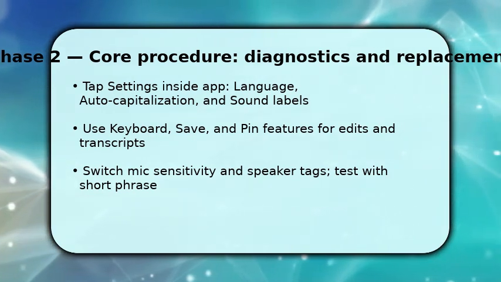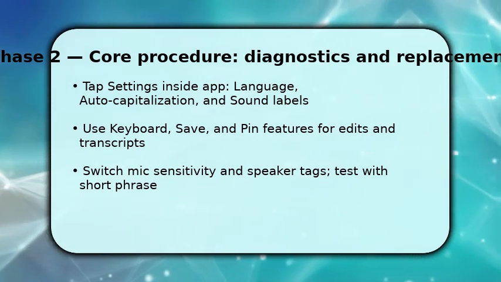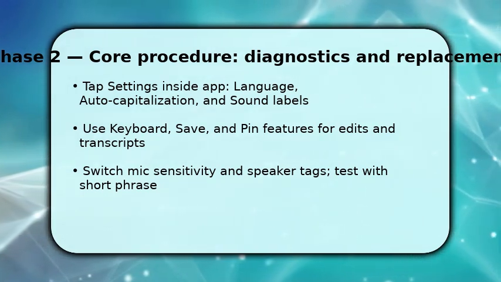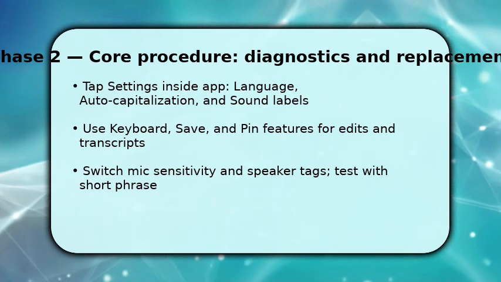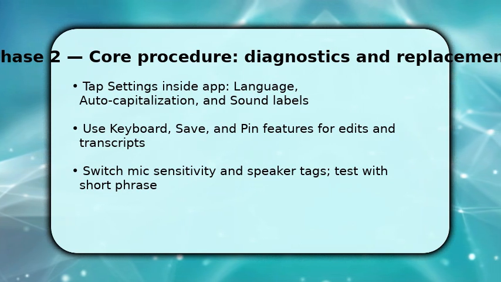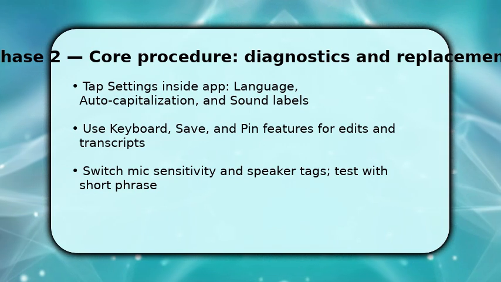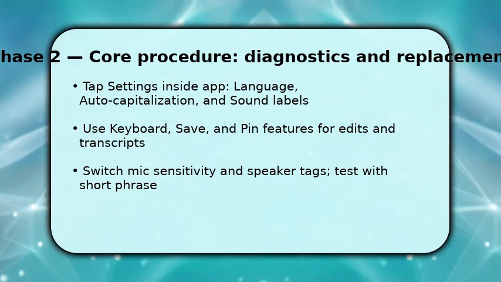Tap the keyboard icon to type replies or edit text, and use Save to keep transcripts for later. Pin important lines to the top when you need quick access. Make a short test phrase and adjust mic sensitivity if speech is clipped or noisy. This helps you balance background sound rejection versus capturing soft voices.